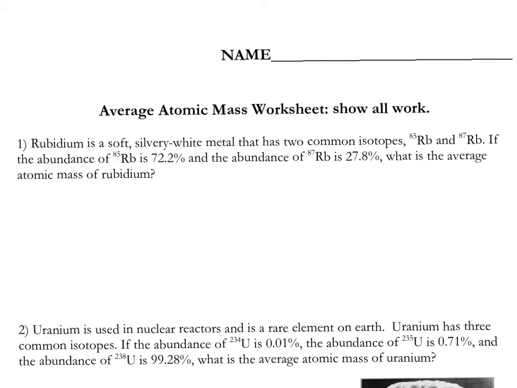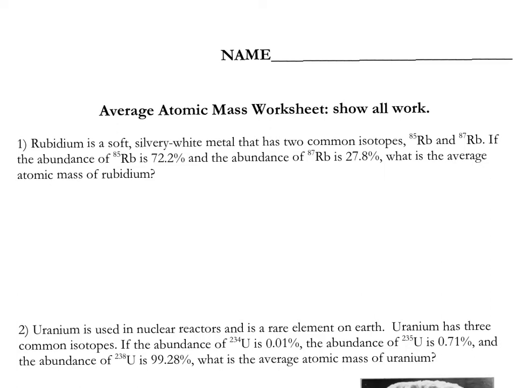This is a how-to video for calculating the average atomic mass. In average atomic mass, we are looking at the size of each isotope and the percent abundance, or how prevalent an isotope is, and then using that to figure out what the average atomic mass would be. The average atomic mass is then what we find on the periodic table.